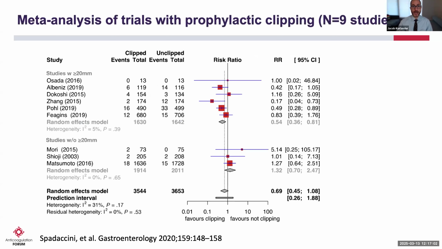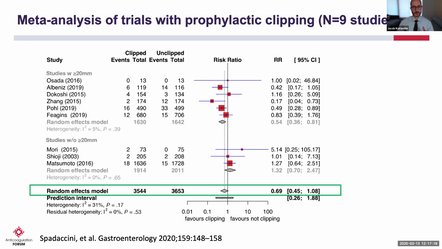So there have been now 9 randomized trials where we've looked at prophylactic clipping of patients who've had a polypectomy, so clipping the site where the polyp was removed. And in this meta-analysis, they looked at all of these studies, regardless of whether there were larger polyps or not. And what they found was that the summary effect measure was a relative risk of 0.69, meaning it does appear to decrease bleeding risk, but the confidence interval crossed 1, meaning not entirely statistically significant.